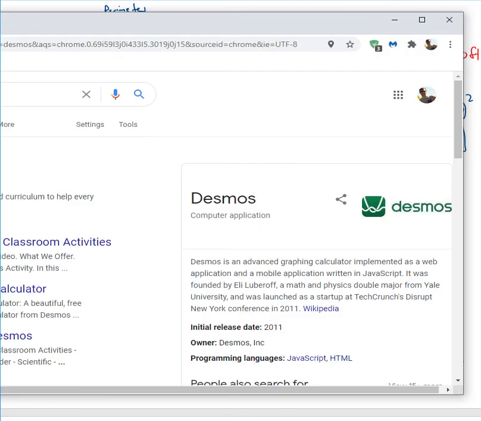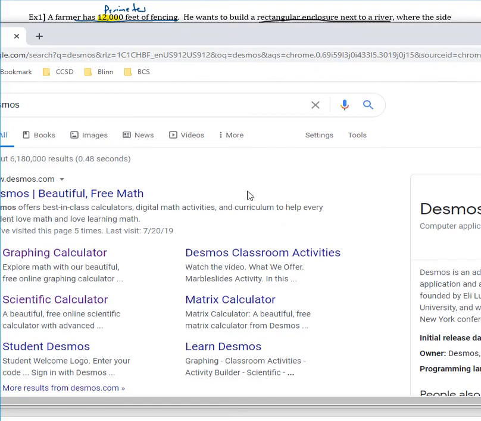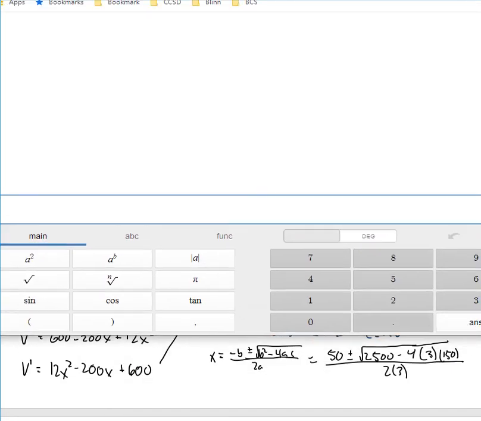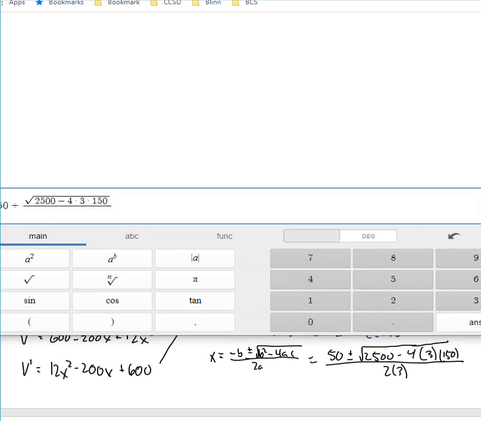So instead of Desmos graphing, I'm going to use the scientific calculator so that we can see it with the radical in case it's needed. All I'm going to do is type in what's there. So I have 50 plus or minus. Here I'm just going to do the plus one first. And then the square root of 2,500 minus 4 times 3 times 150. And then let me move my arrow over.